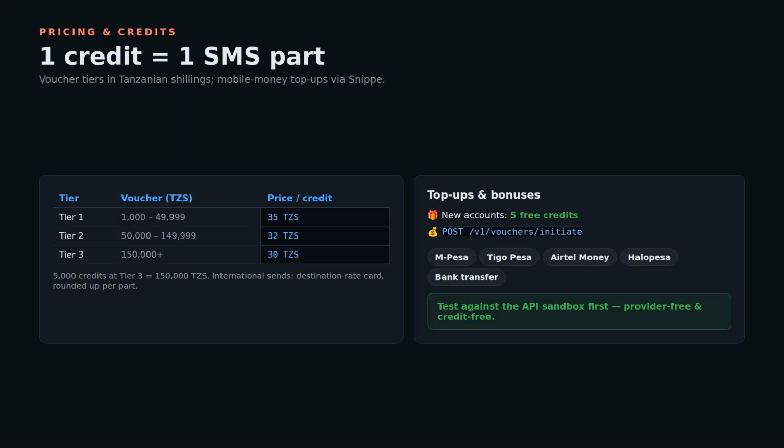Pricing is refreshingly simple. 1 credit equals 1 SMS part. Voucher tiers run from 35 Tanzanian shillings per credit at Tier 1, down to 30 shillings at Tier 3 for volumes above 150,000 shillings. New accounts start with 5 free credits, and top-ups work through mobile money: M-Pesa, Tigo Pesa, Airtel Money, and Halo Pesa, via the voucher initiate endpoint. International sends use destination-specific rate cards, and the sandbox lets you test everything provider-free and credit-free.